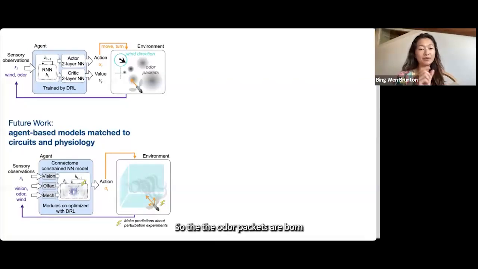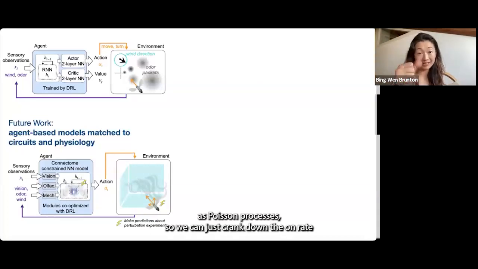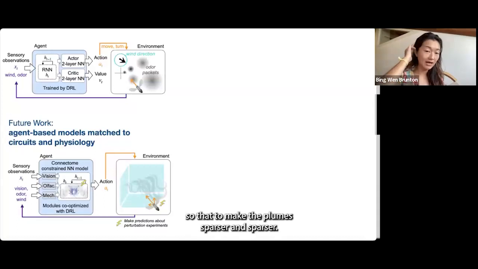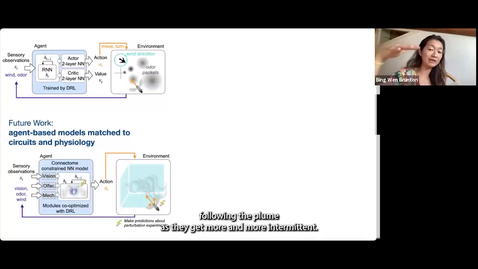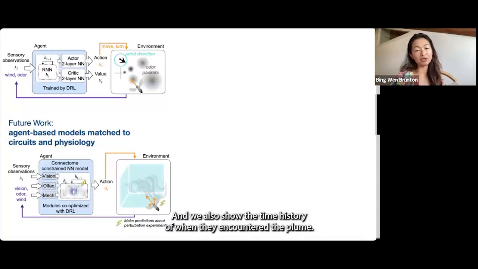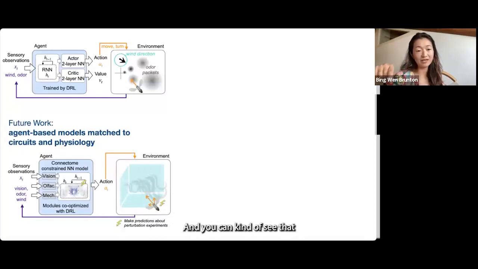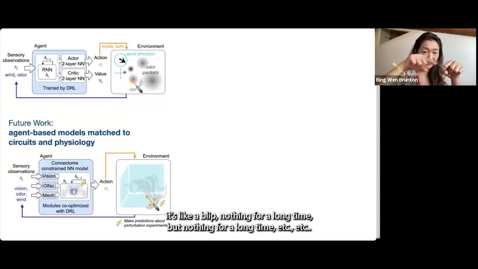The odor packets are born as Poisson processes. So we can just crank down the Poisson rate to make the plumes sparser and sparser. I didn't make a big deal out of it here, but in our paper, there are example trajectories of the agents following the plume as they get more and more intermittent. And we also show the time history of when they encountered the plume. And you can kind of see that it's like, blip, nothing for a long time, blip, nothing for a long time, et cetera, et cetera.